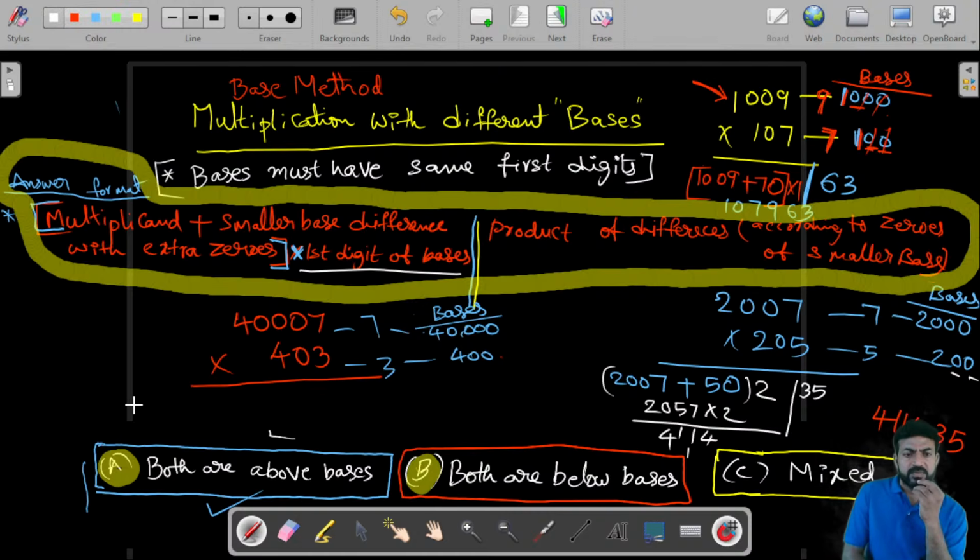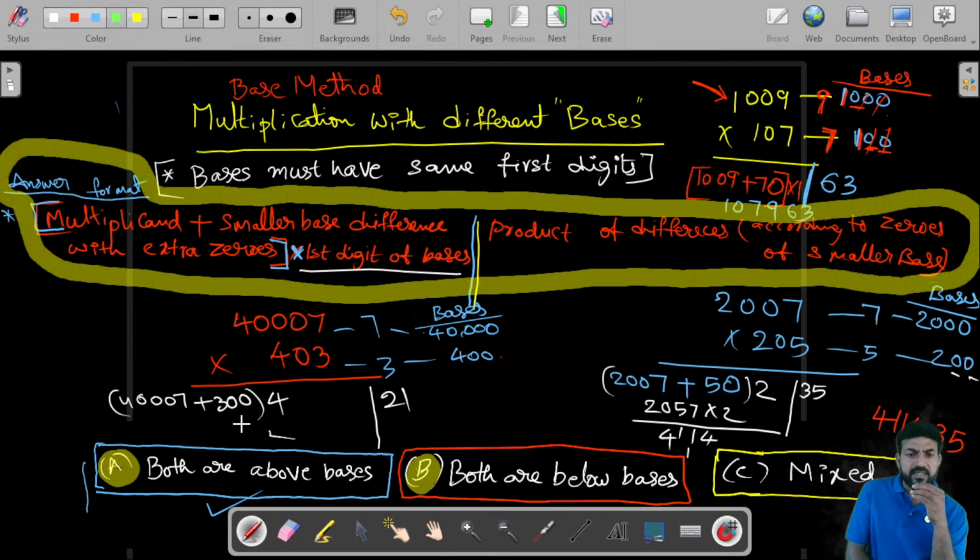Now 40,007 plus smaller base difference with extra zeros. How many zeros vary here? 40,000 has 4 zeros, 400 has only 2 zeros. So you must add this 3 with 2 zeros into first digit of base. What is the first digit of base? 4. This is one part. Another part, 7 3s are 21. Smaller base has 2 zeros. Answer 21 is fine.